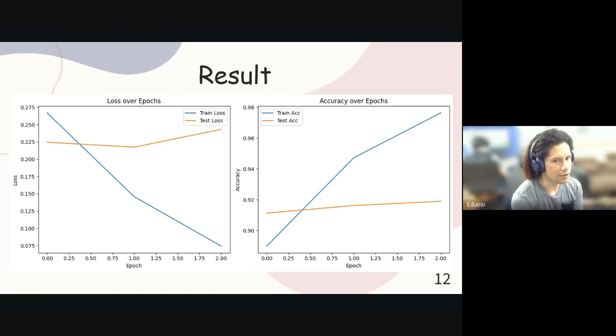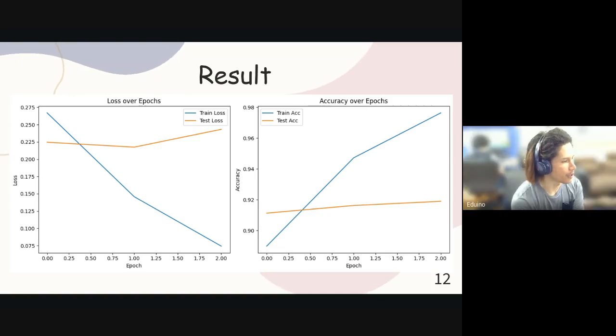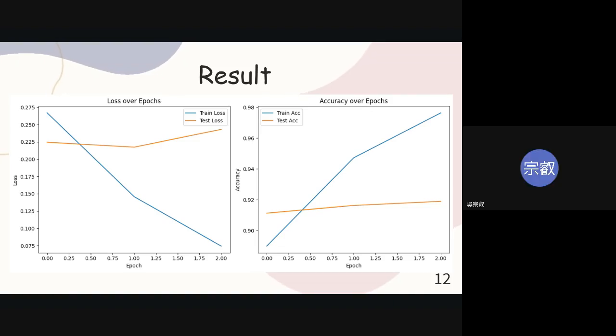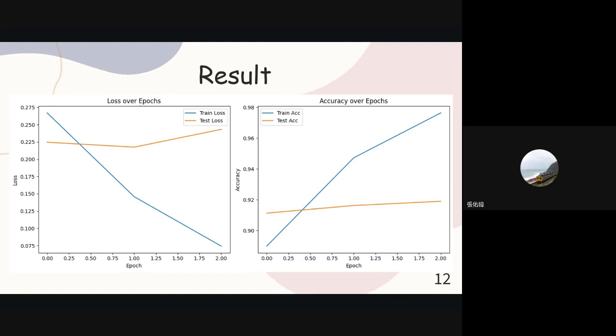So the test and the train should be having the same performance. But as you see, as the epochs increase, they're starting to separate. So there's a gap, meaning that your model is overfitting the results of the training and not generalizing well. But it still has a good performance in terms of accuracy.